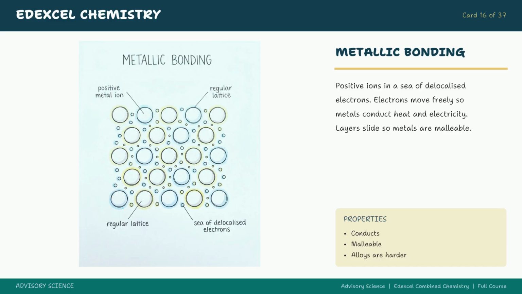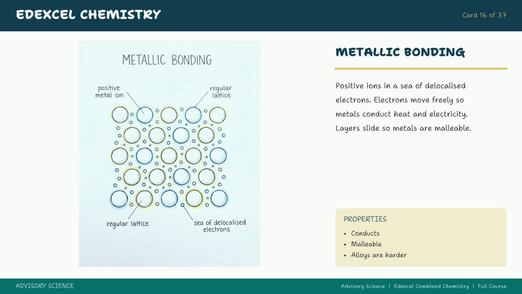Alloys are mixtures of a metal with other elements. The different sized atoms disrupt the layers, which is why alloys are harder than pure metals. To explain why metals conduct, always use the phrase sea of delocalized electrons, free to move and carry charge. That exact wording will secure the mark.